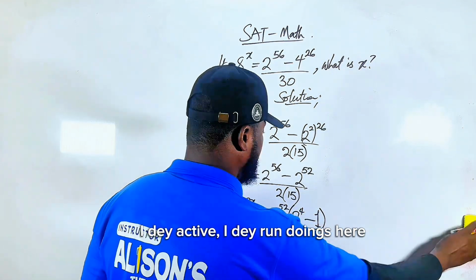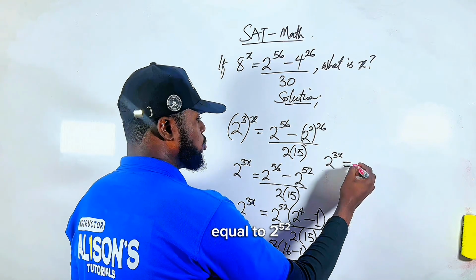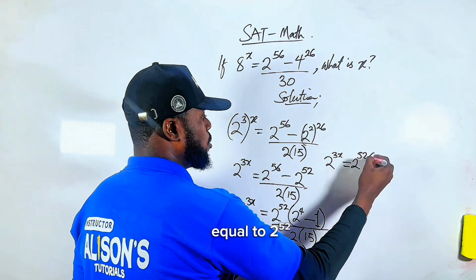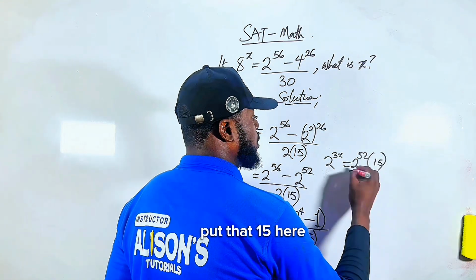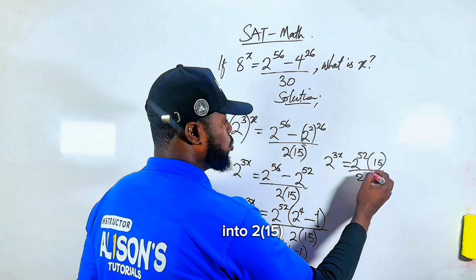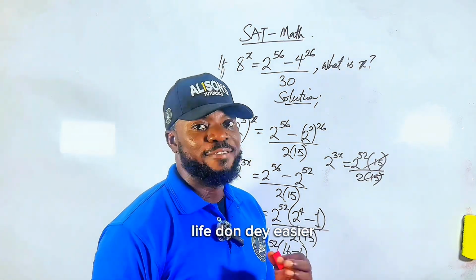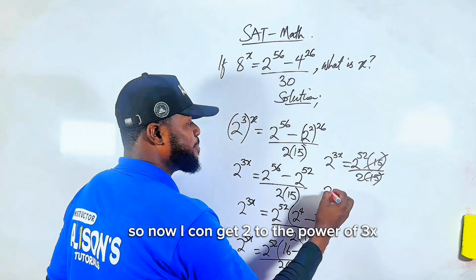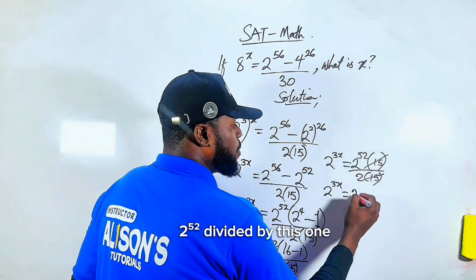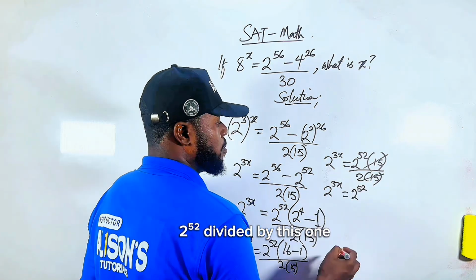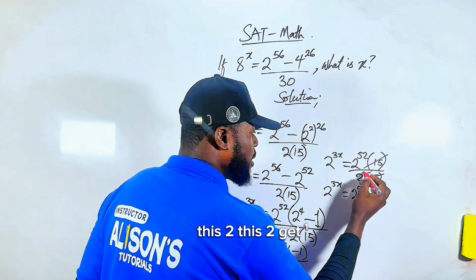Now for the left, we get 2 to the power of 3x equal to 2 to the power of 52 into 16 minus 1, which gives us 15. Put that 15 here, into 2 into 15. You see, we have 15 and 15, they easily cancel. Life is easier. So now I get 2 to the power of 3x equal to 2 to the power of 52 divided by this 2, which is 2 to the power of 1.